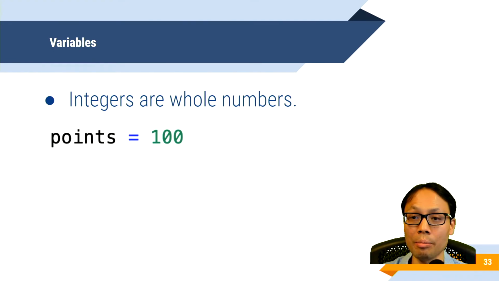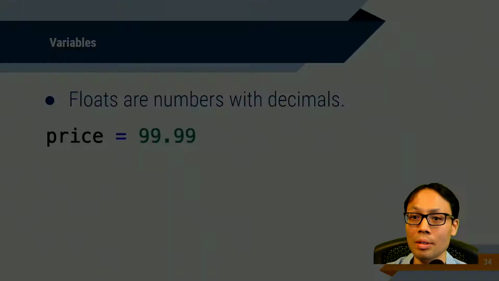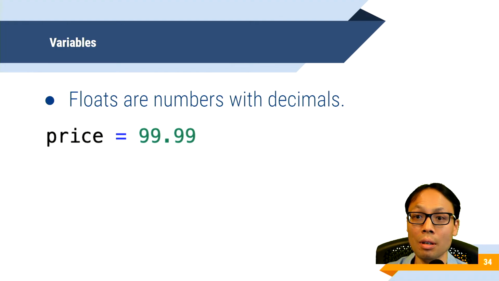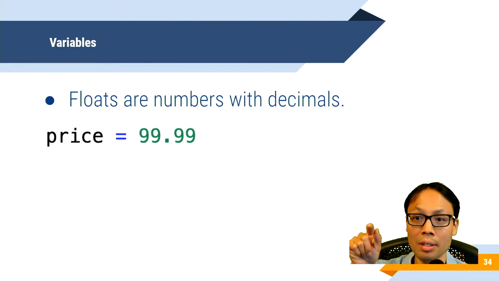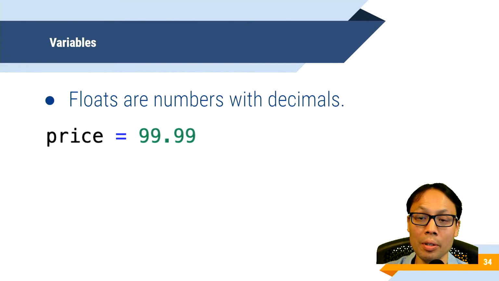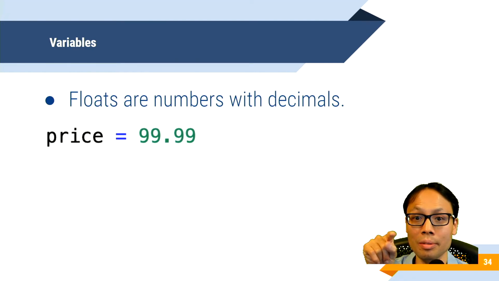Integers are whole numbers. Just remember, integers do not go in between quotations. And floats are numbers with decimals. Just think of that decimal as floating around. If you were to multiply or divide it, that decimal may float around your number.